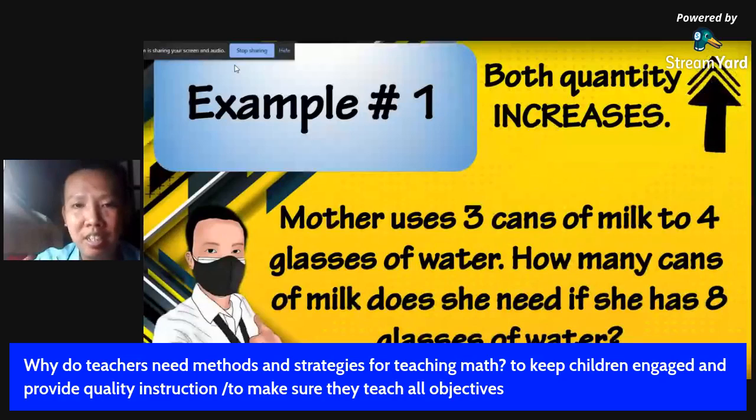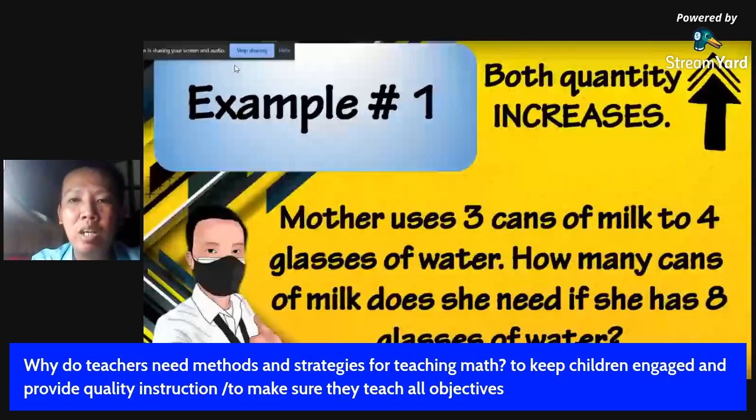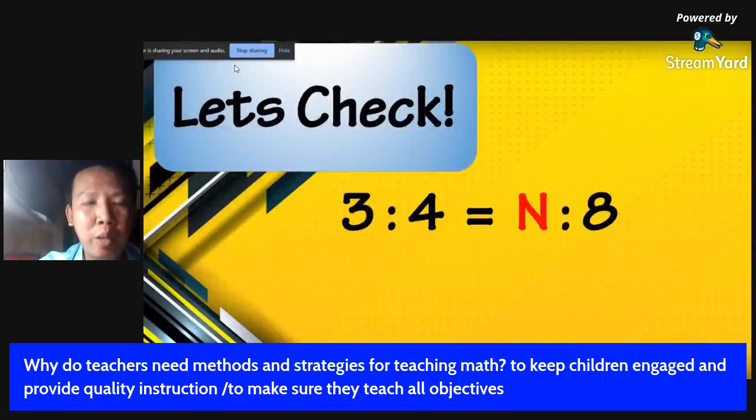From 3 cans, it will increase. So later on, we will find out the answer for this example. So again, remember that in direct proportion, when one quantity increases, the other quantity will increase. But when one quantity decreases, the other quantity will also decrease. So let's check. For this problem, we form a ratio 3 is to 4 is equal to n is to 8, wherein n represents our missing term, the number of cans of milk.